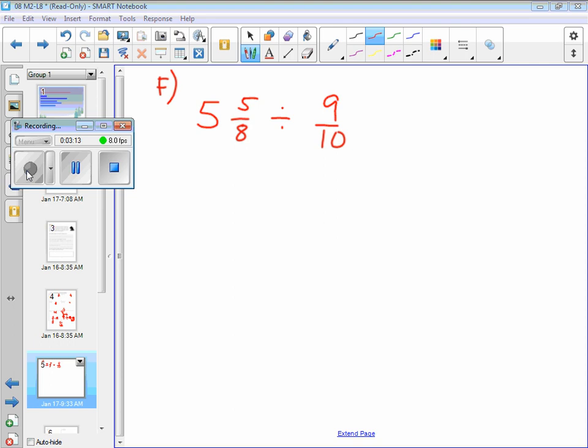Okay, letter F from the previous page. I'm going to show you an easier way to make the numbers manageable for you. First step is exactly like you did it before. You're going to change any mixed numbers into improper fractions. So this is going to still become 45 over 8, and we're going to recopy 9/10 as is. So do that now.